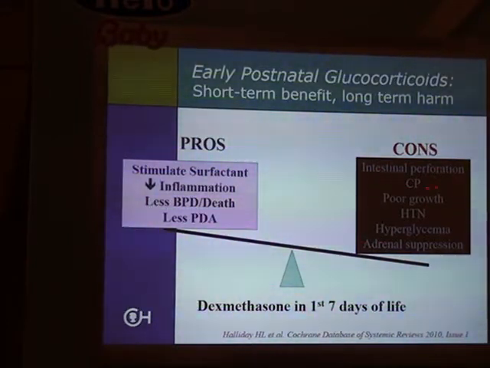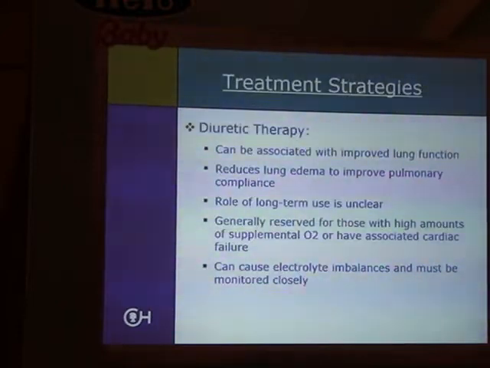Intestinal perforation, CP, poor growth, hypertension, hyperglycemia, and adrenal suppression. We see some of this on these patients, some of the shorter-term ones already. But we really need to be concerned with their long-term neural development as well.